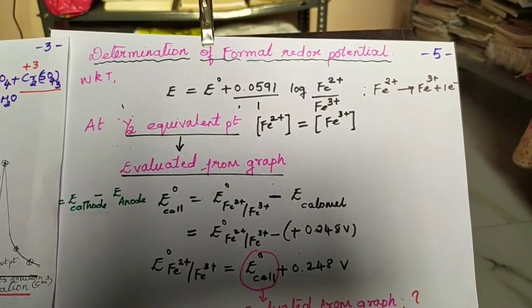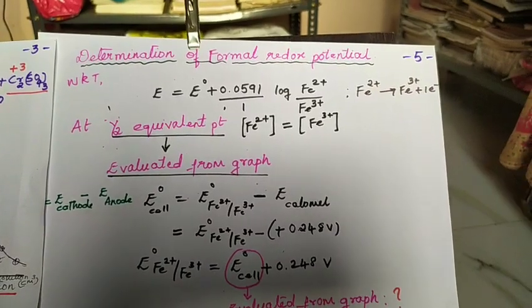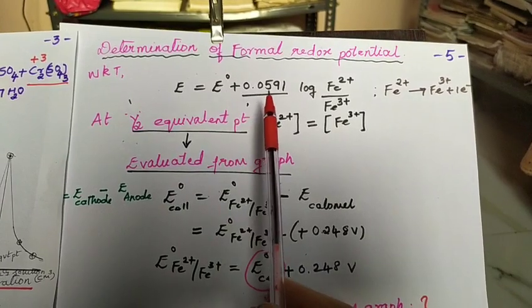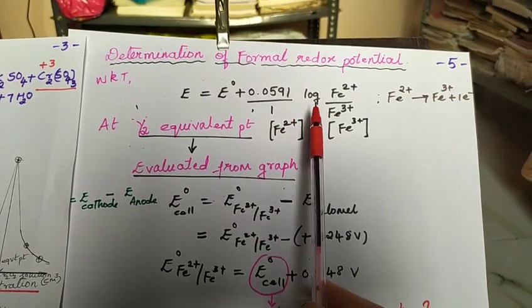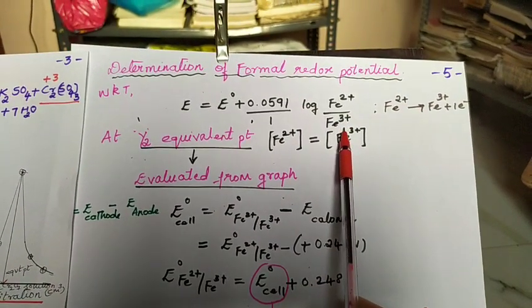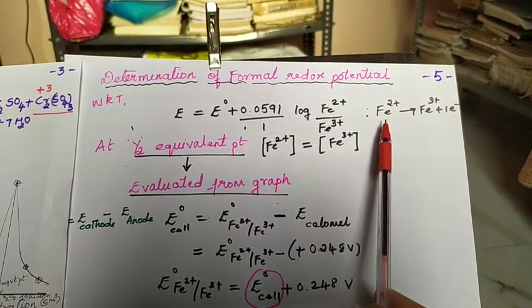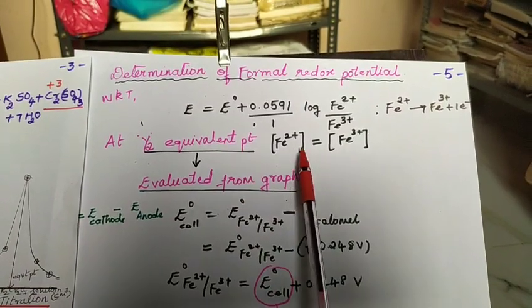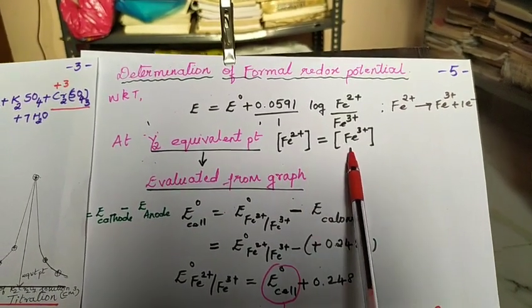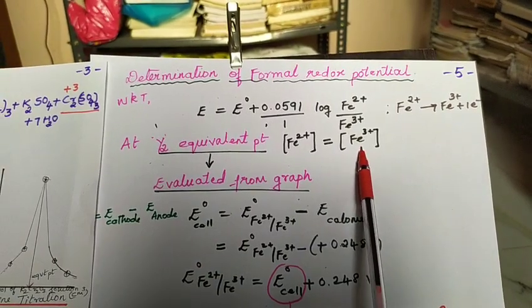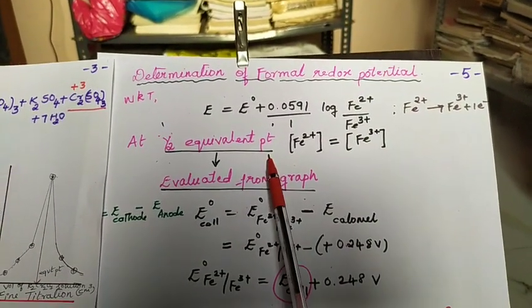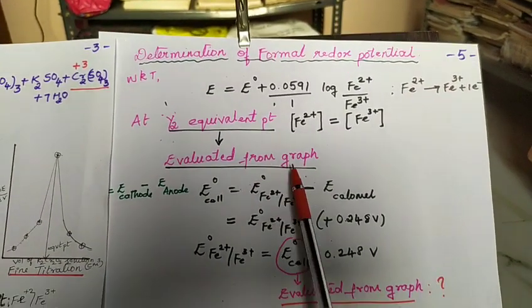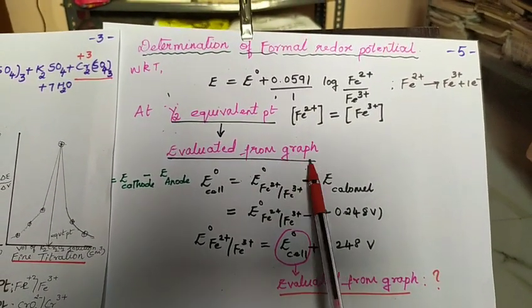Now let us understand how to calculate the formal redox potential for Fe2+/Fe3+. We know that E is equal to E naught plus 0.0591 divided by 1 into log of Fe2+ concentration divided by Fe3+ concentration, for the redox couple Fe2+/Fe3+. Now if the concentration of Fe2+ is exactly equal to the concentration of Fe3+, this point itself is known as the half equivalent point. We have to evaluate this half equivalent point using the graph. I'll teach you how to find that.